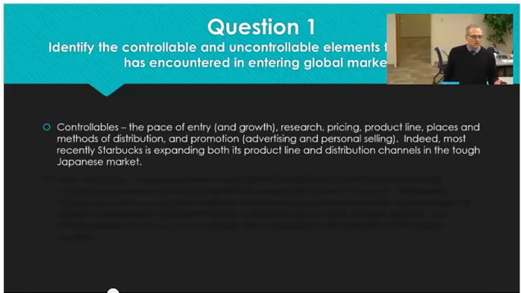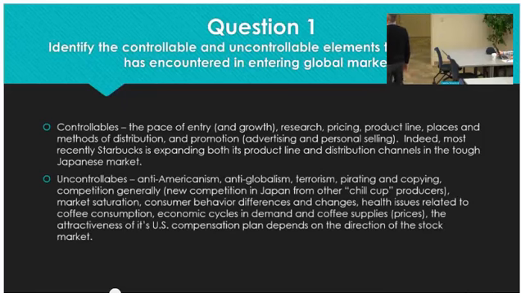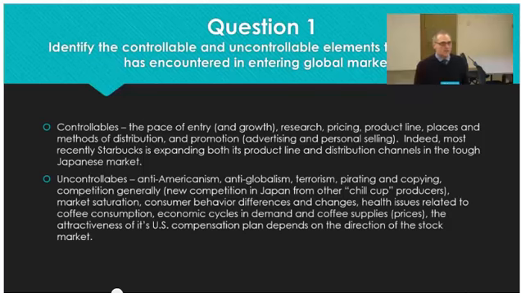Most recently, Starbucks is expanding both in product line and distribution channels in the tough Japanese market. In China, Starbucks is very, very well accepted. All right? So there are some uncontrollables. Some anti-Americanism, anti-globalism, we have to worry about terrorism, pirating and copying, competition, market saturation, consumer behavior differences and changes. So these are some of the uncontrollables. And a lot of groups mention some of these.